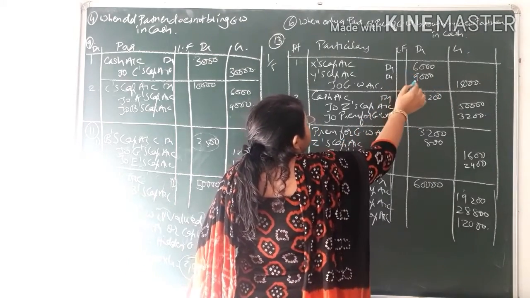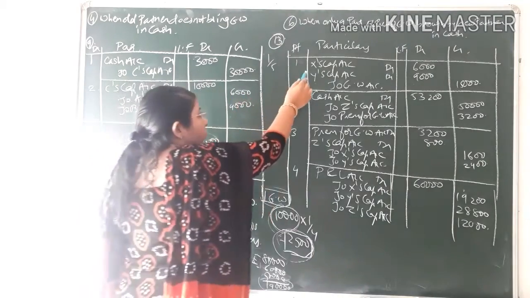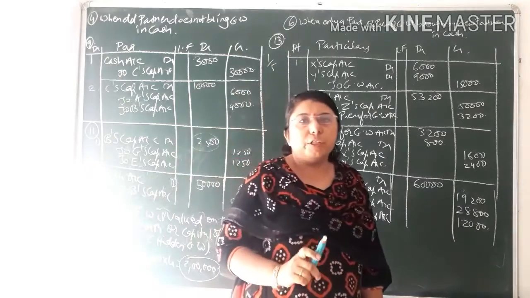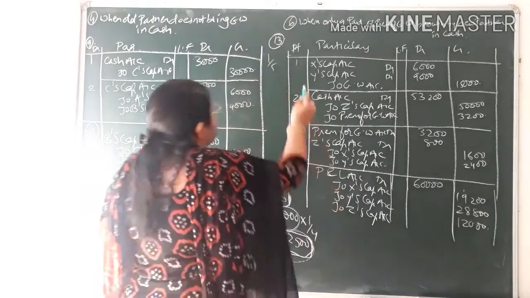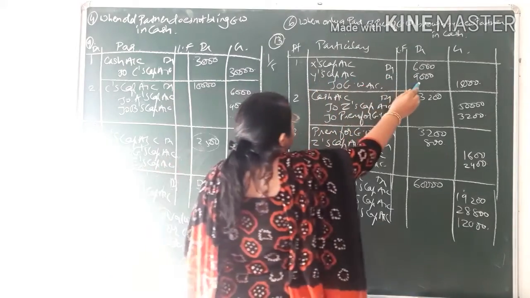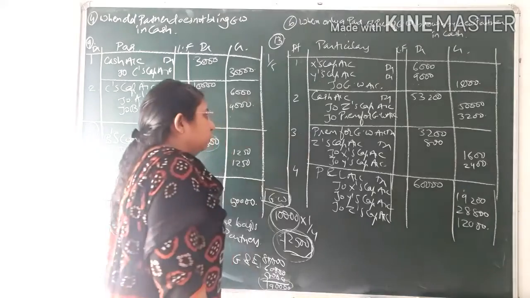It would come to 6,000 and 9,000. So the first entry, that would be distribution of the old goodwill amongst the old partners in their old profit sharing ratio. So first entry, X's capital account debit 6,000, Y's capital account debit 9,000, to goodwill account credit, that would come to 15,000.